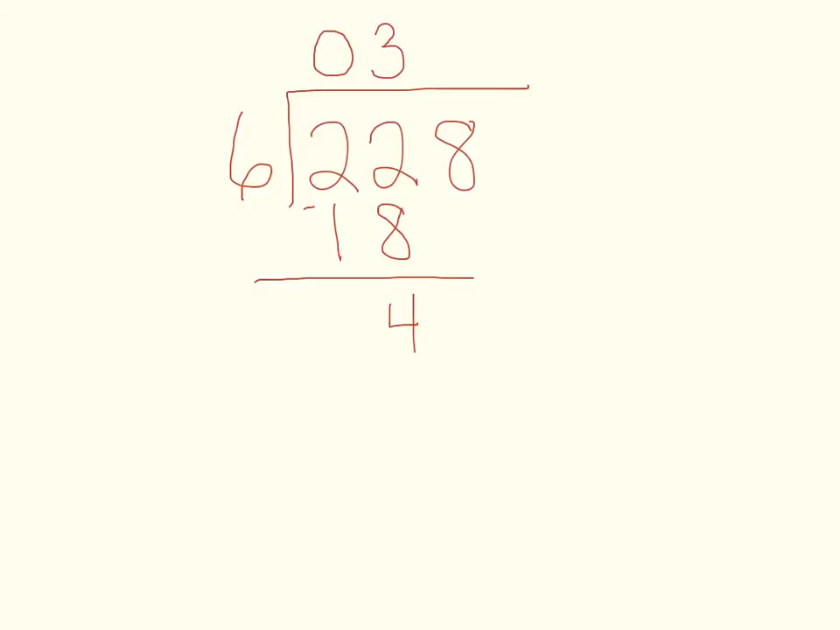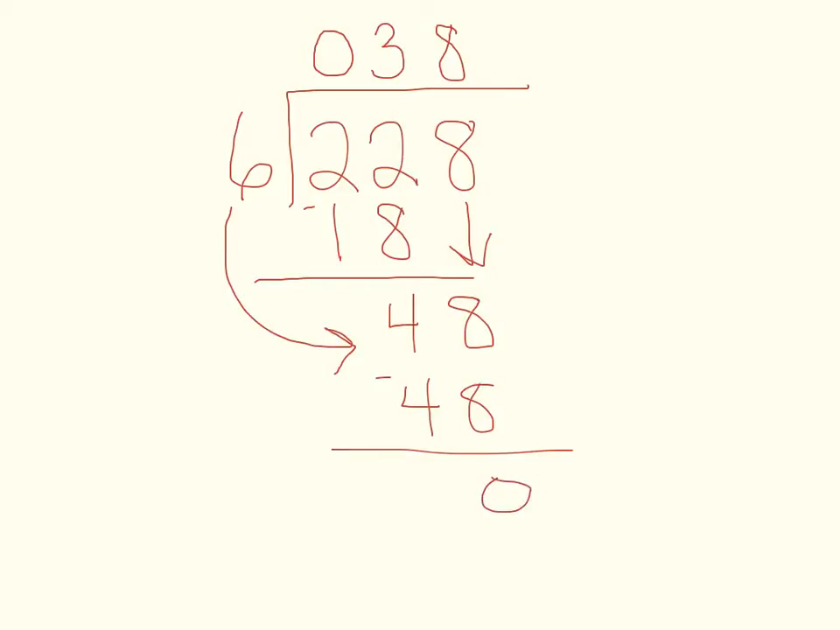I always check that my remainder is less than my divisor, which 4 is less than 6, so I'm good. Next step is to bring down this 8 and repeat the process. 6 fits into 48, 8 times perfectly. So that means 38 cookies is the value of n.